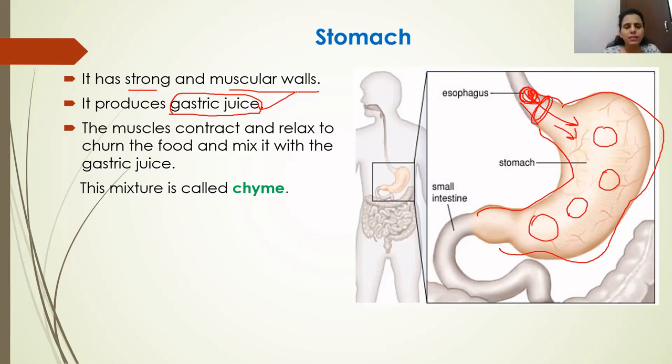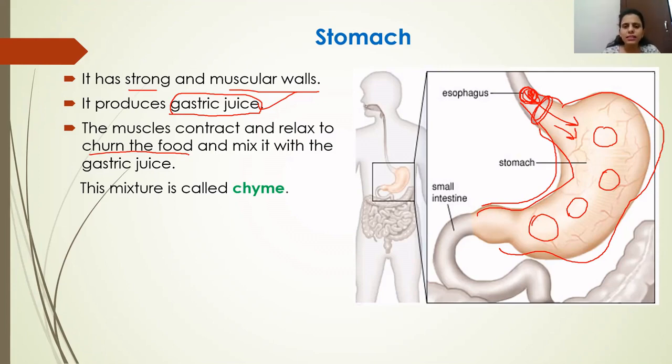So the muscles of the stomach, as I've already told you, the stomach has strong and muscular walls. The muscles present in the wall of the stomach continuously contract and relax in order to churn the food. The meaning of the term churn is breaking down food into smaller pieces and mixing it with gastric juice. So the muscles of the stomach contract and relax to churn the food and mix it with gastric juice.